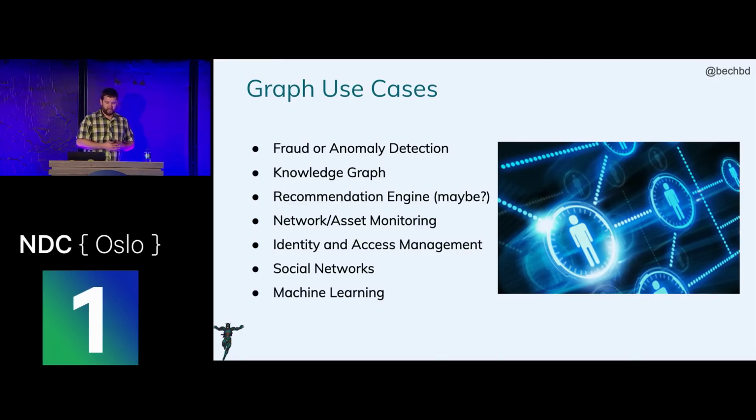Network and asset monitoring drives to another one of the really fundamental features of graph databases, which is what's known as an unbounded hierarchy. You have a network, and you want to find single points of failure in your network.